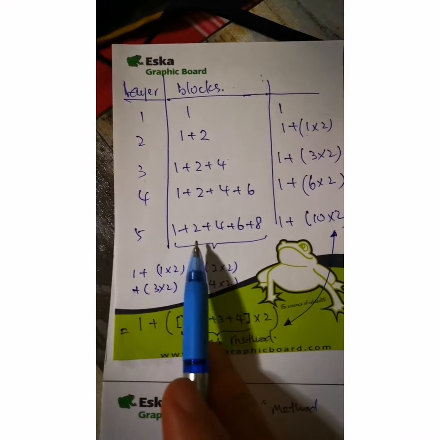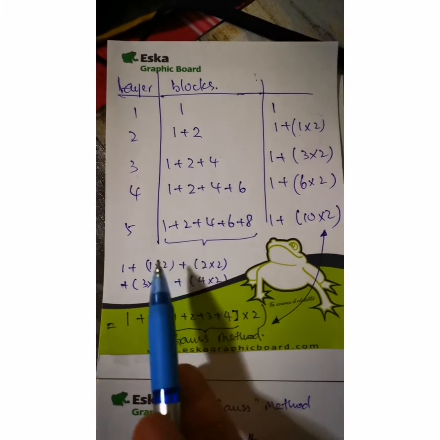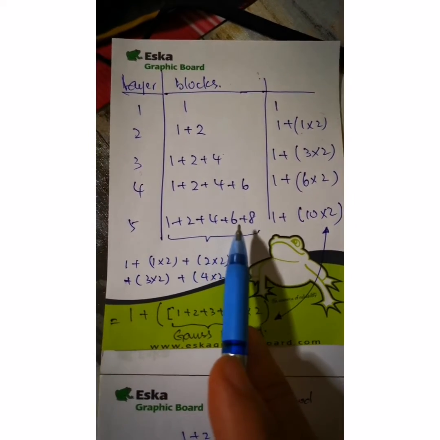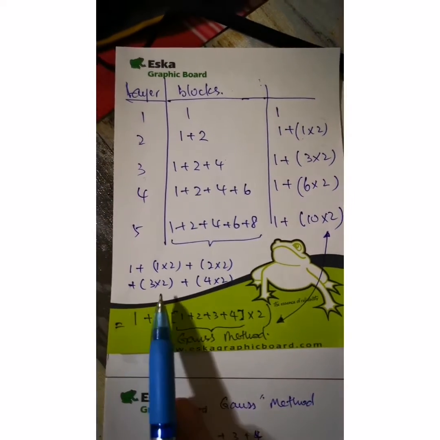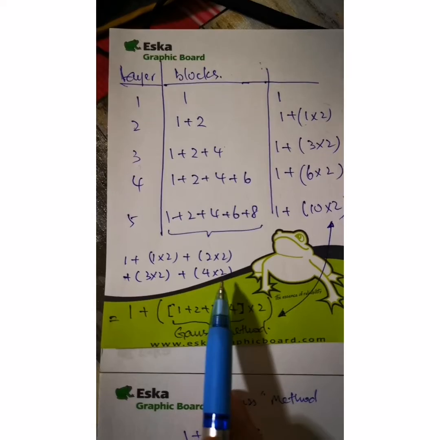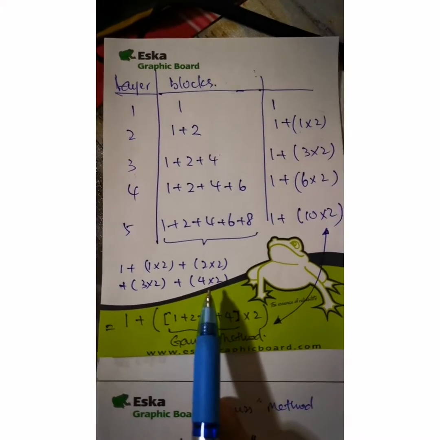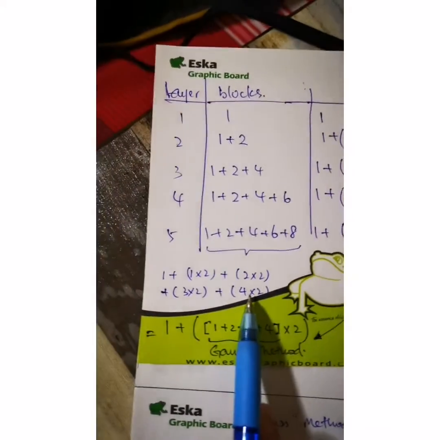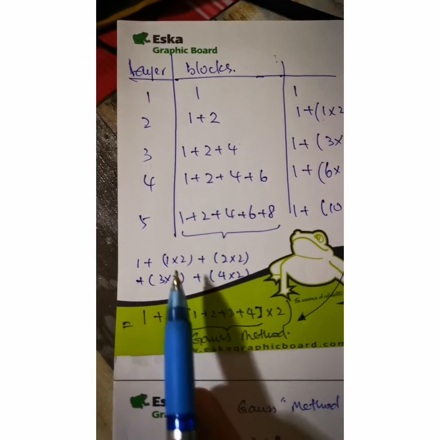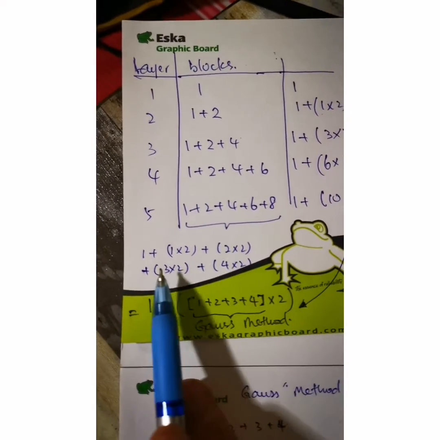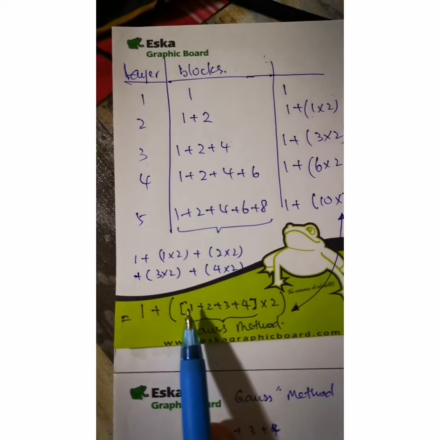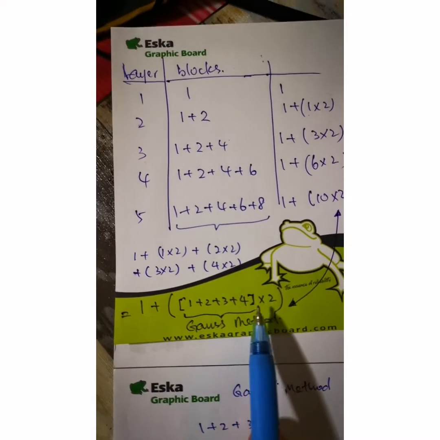You realize that this one here is 1 times 2, this is 2 times 2, this is 3 times 2, this is 4 times 2. So if we write it out, it looks like this. And then you further expand this, it looks like this. Since this is 1 times 2, 2 times 2, 3 times 2, 4 times 2, I can write it as 1 plus 2 plus 3 plus 4, times 2.